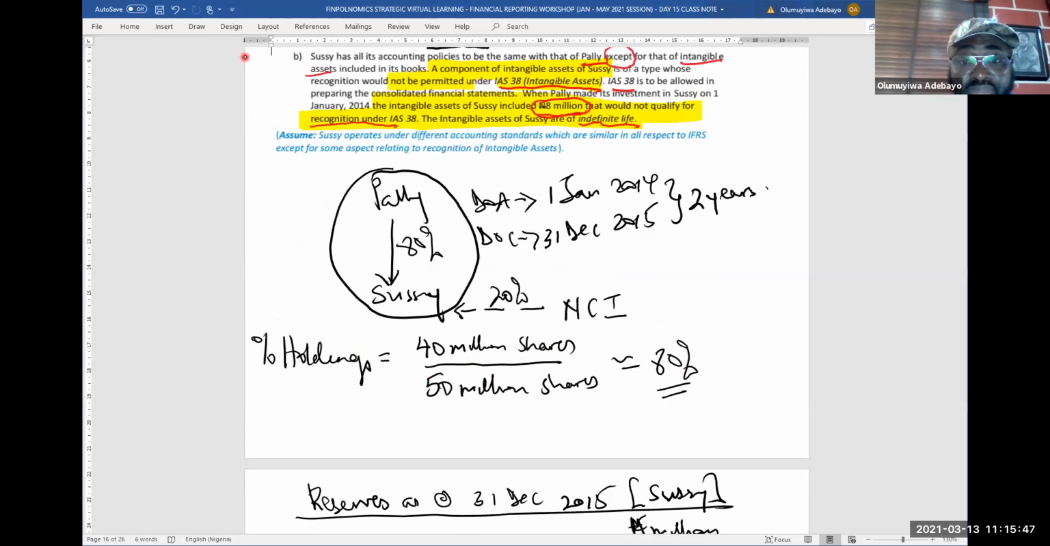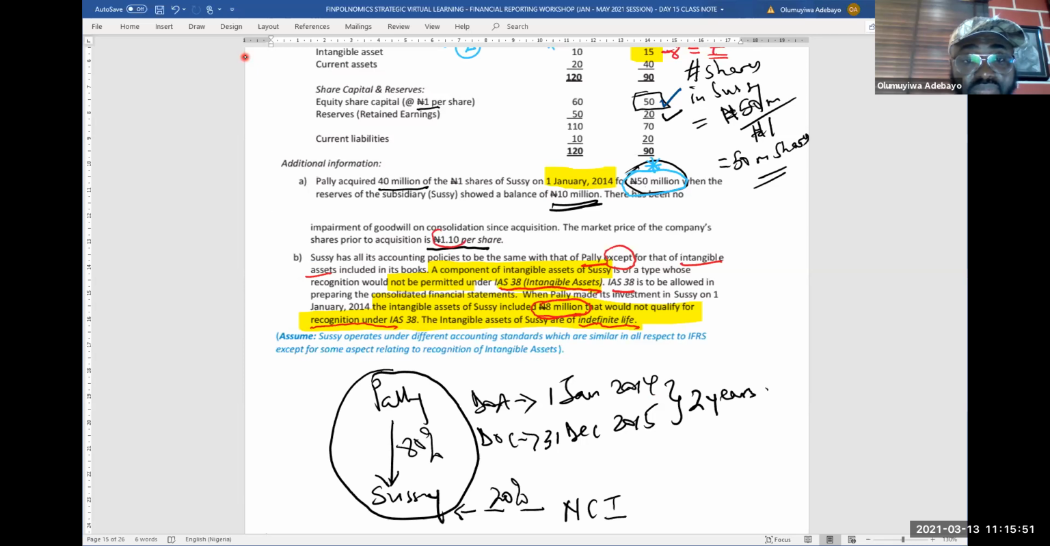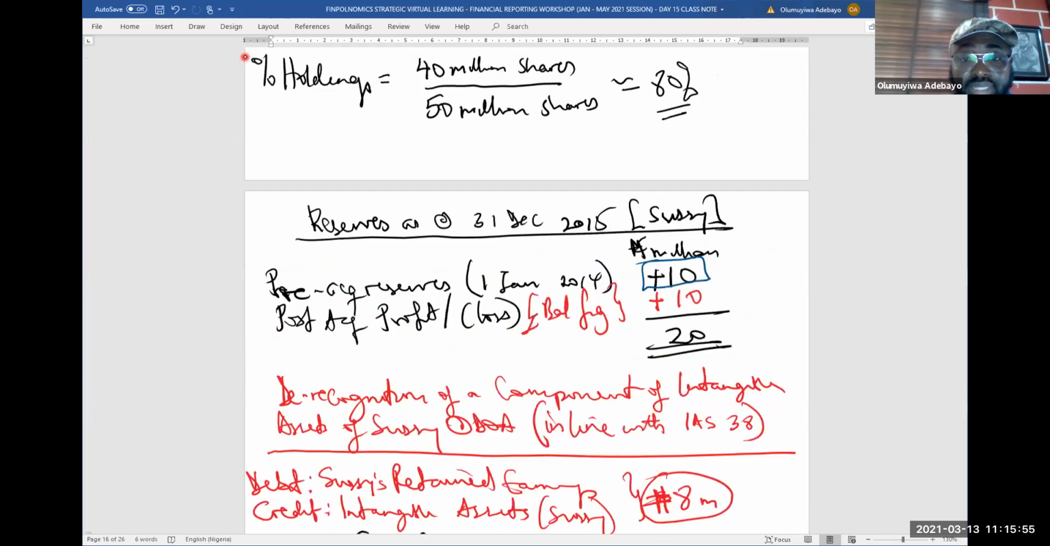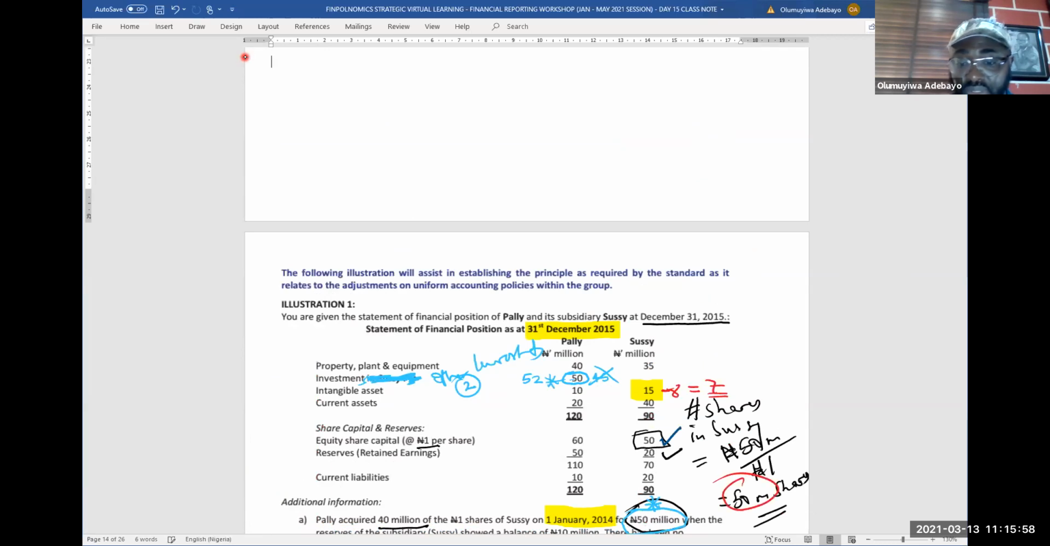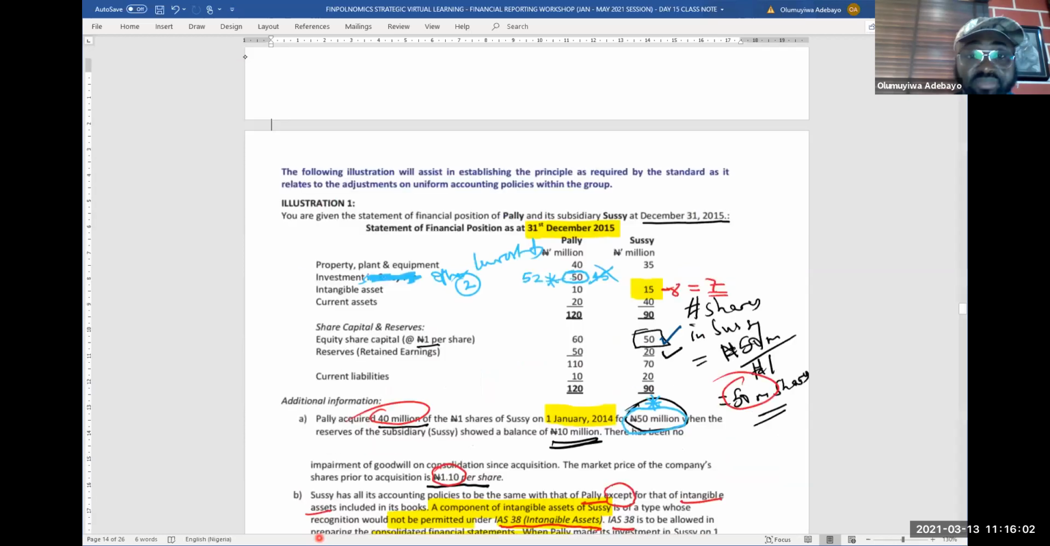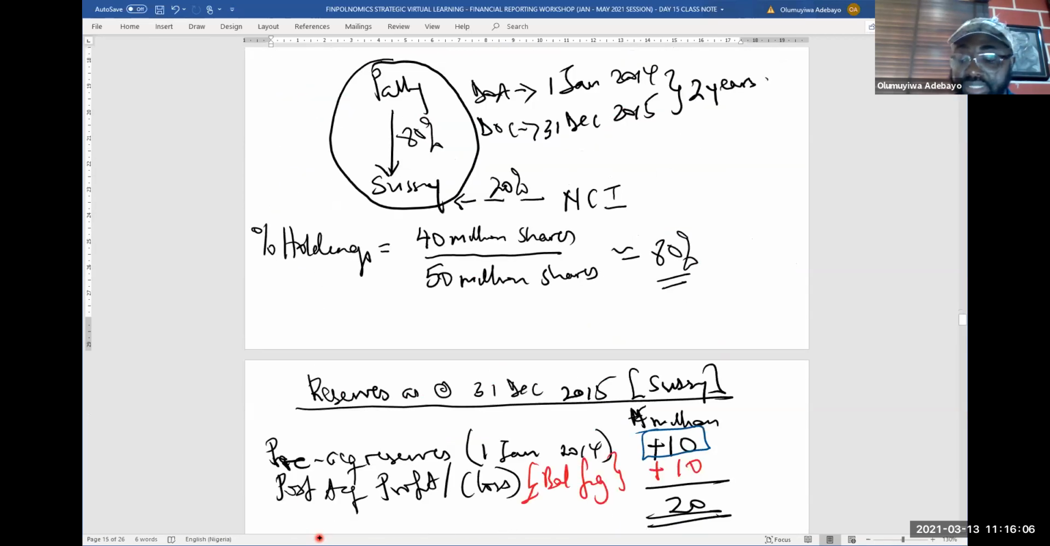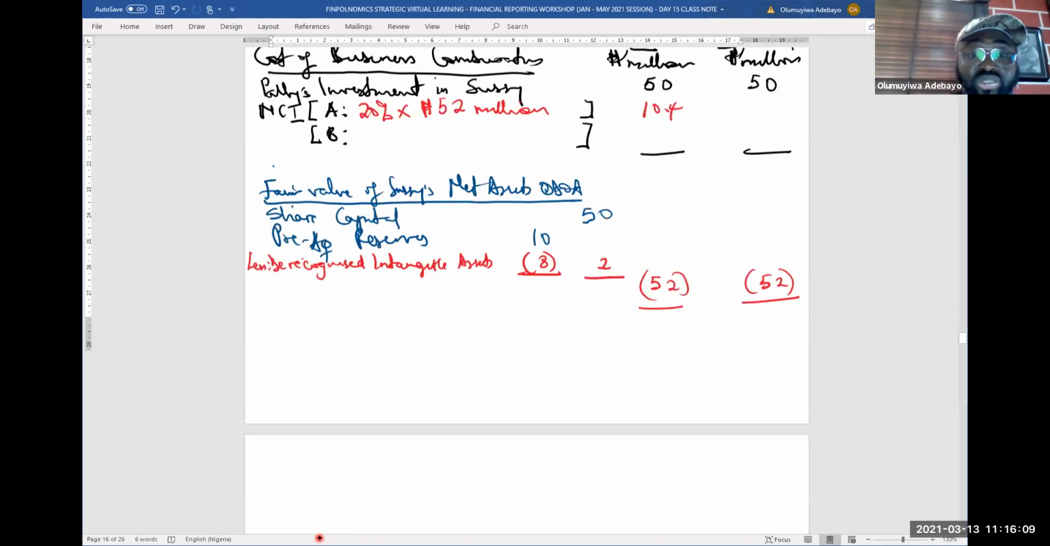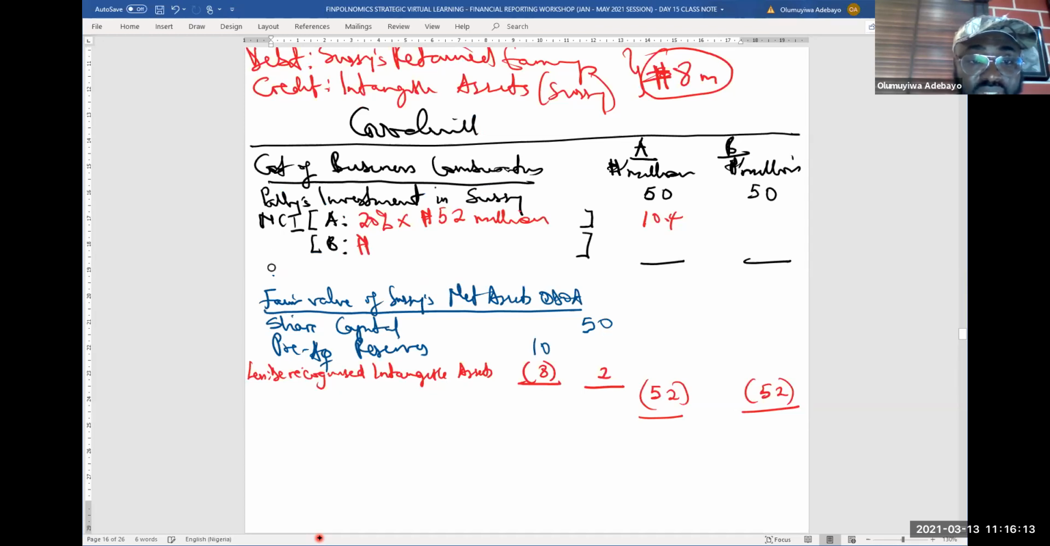And this, we are told the market price is 1 naira 10 kobo. Remember, if the entire shares is 50 million shares, and Pali only acquired 40 million shares, which we did there, it means the remaining 10 million shares belong to non-controlling interest. Which means 1 naira 10 kobo times 10 million shares gives me 11. All things being equal, I have 60.4 and 61.